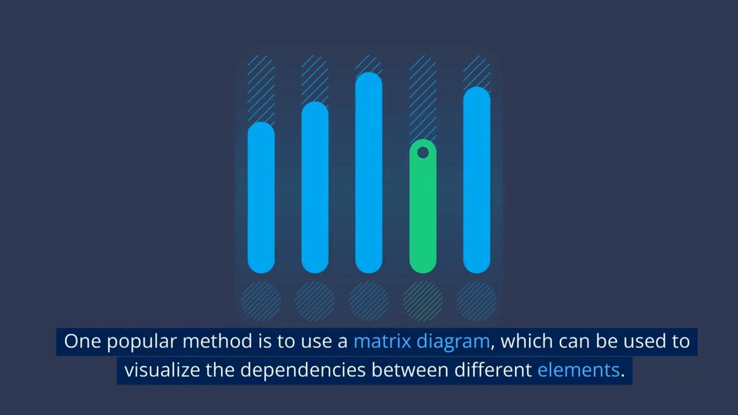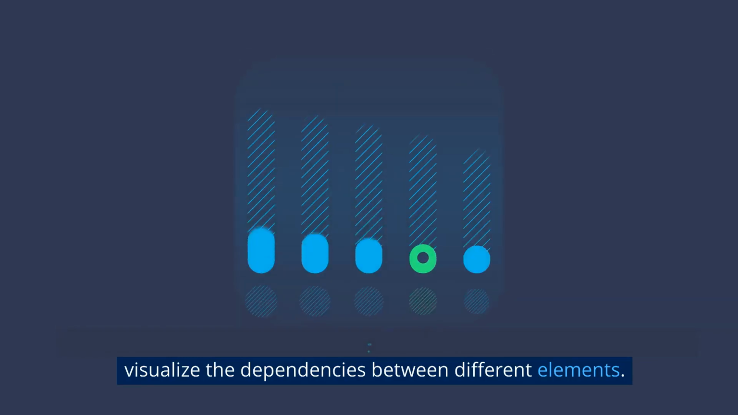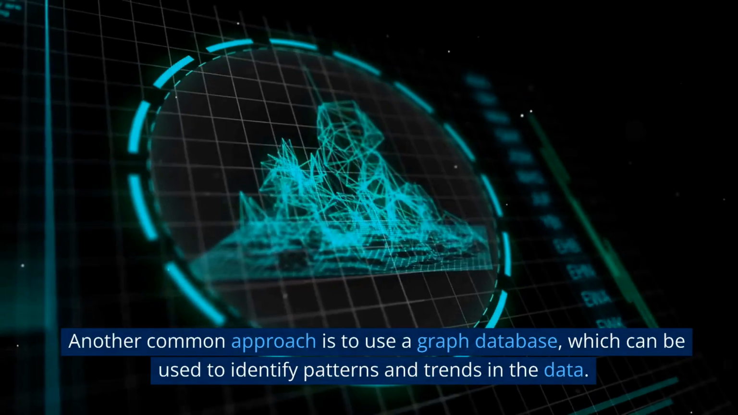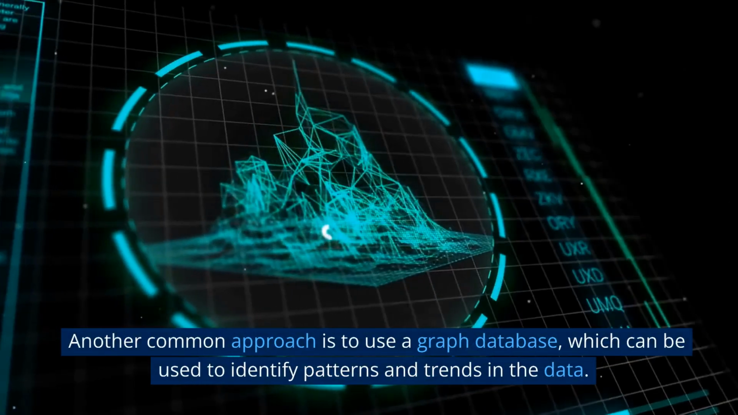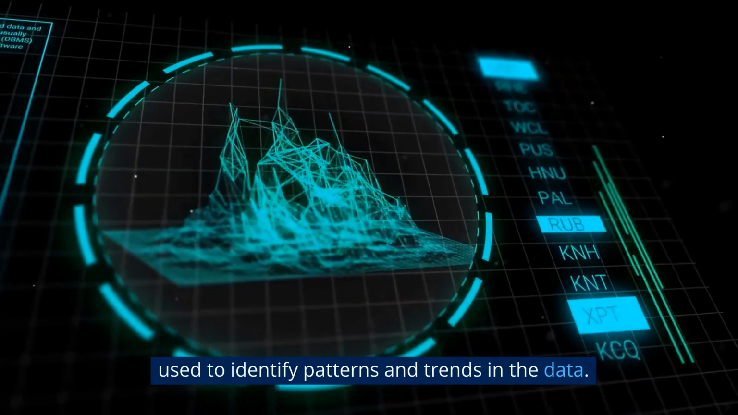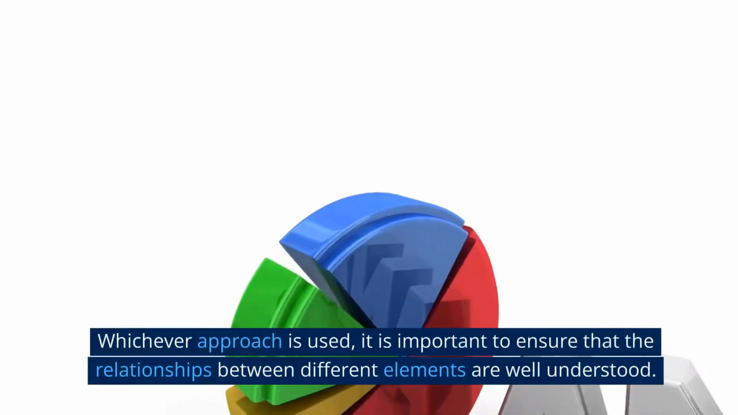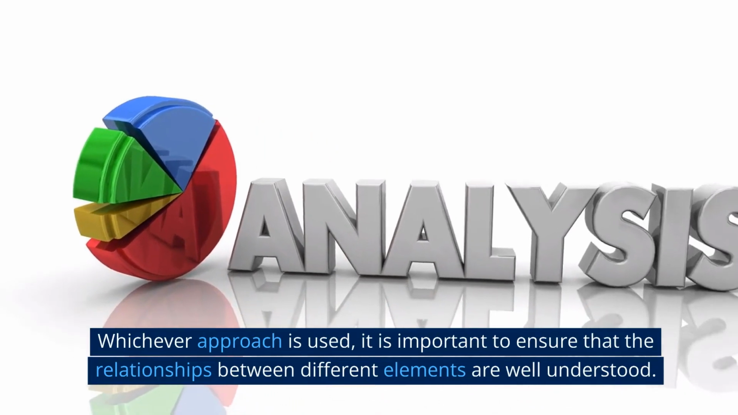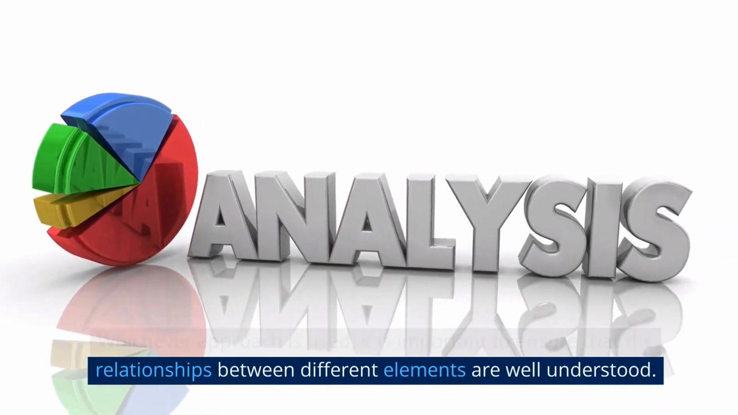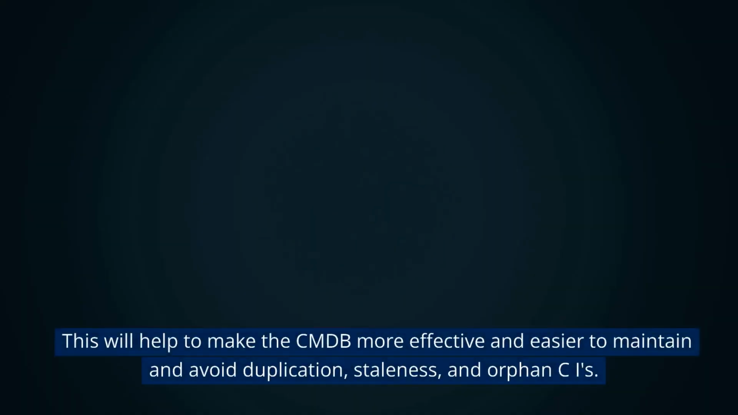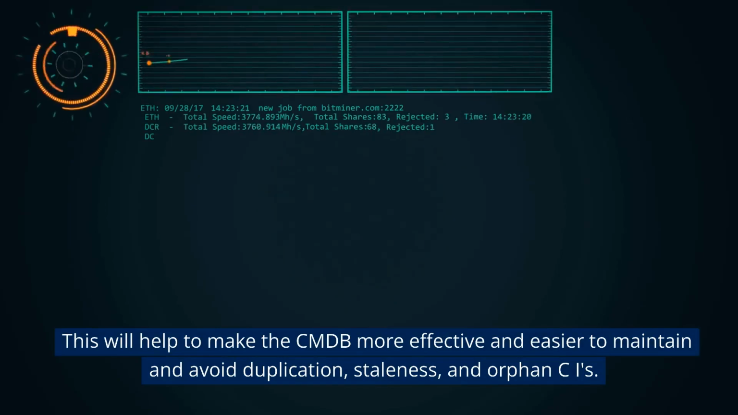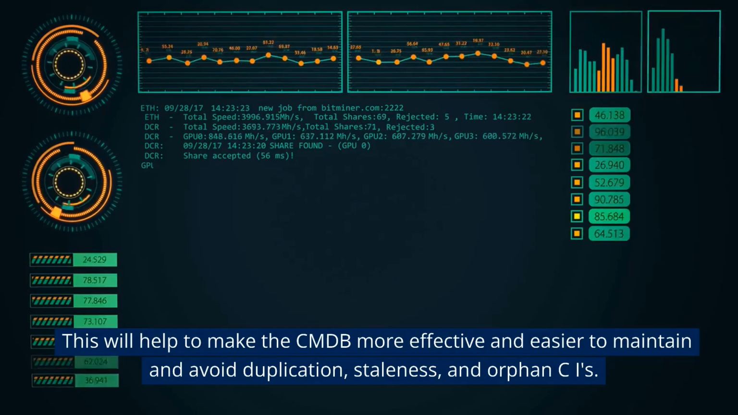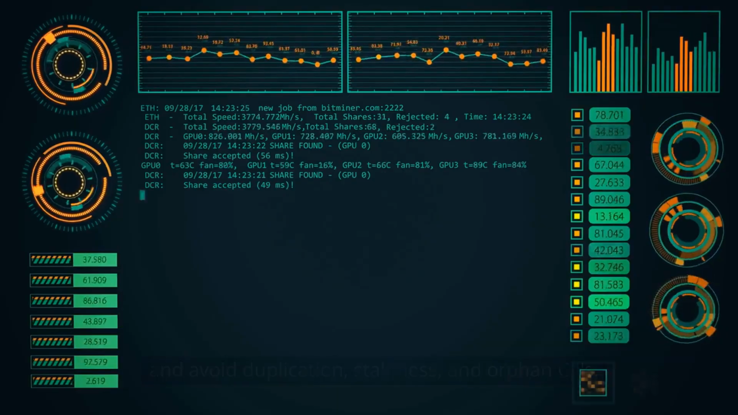One popular method is to use a matrix diagram, which can be used to visualize the dependencies between different elements. Another common approach is to use a graph database, which can be used to identify patterns and trends in the data. Whichever approach is used, it is important to ensure that the relationships between different elements are well understood. This will help to make the CMDB more effective and easier to maintain and avoid duplication, staleness, and orphan CIs.